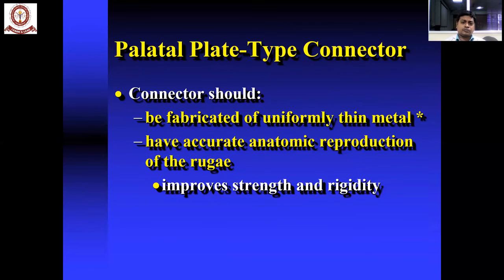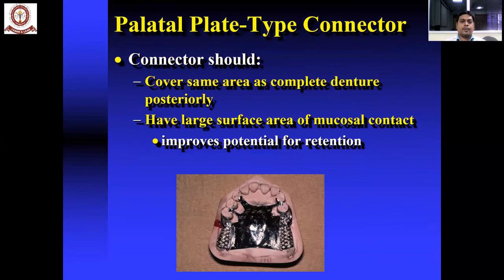The palatal plate should be fabricated of uniformly thin metal, with accurate anatomic reproduction of the rugae. It is going to cover the rugae also, so we have to give accurate anatomic reproduction of the rugae. It also improves the strength and rigidity of the major connector. The connector should cover the same area as a complete denture posteriorly, and have a large surface area of mucosal contact, which improves the potential for retention.